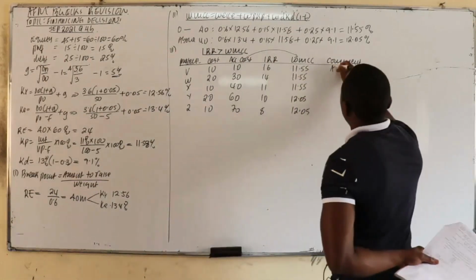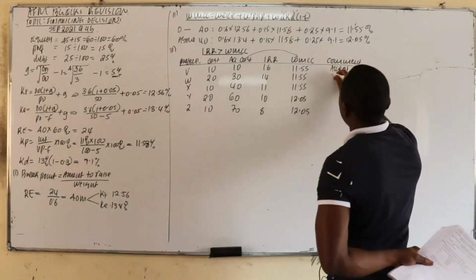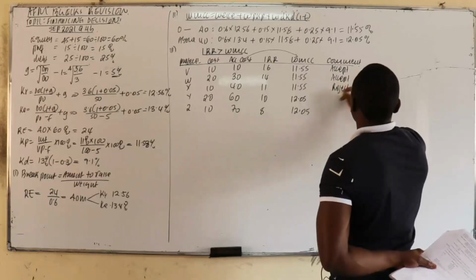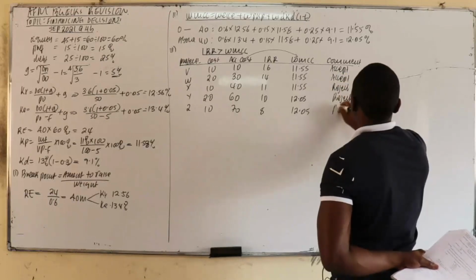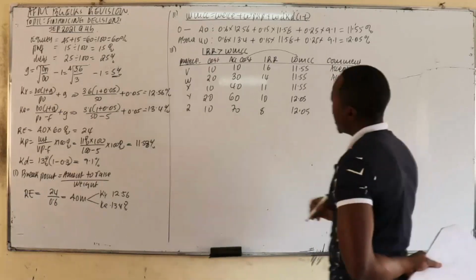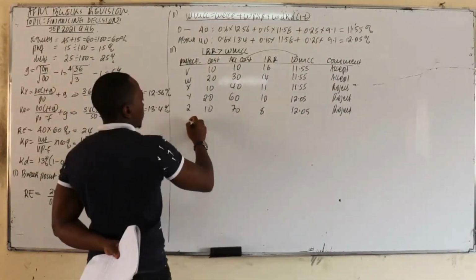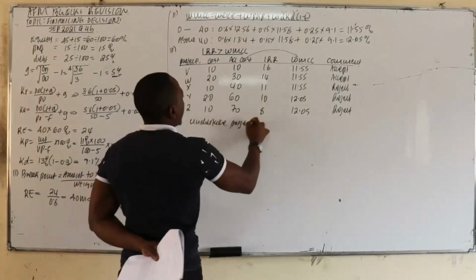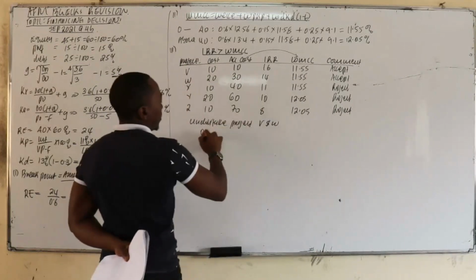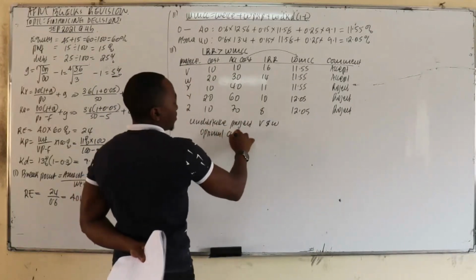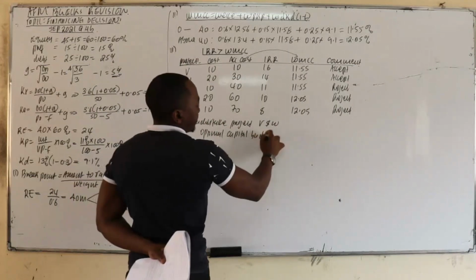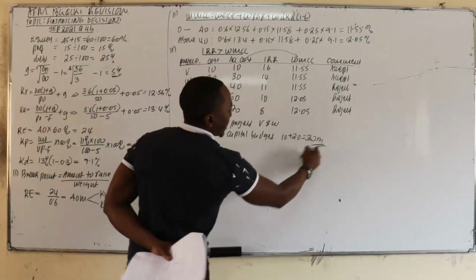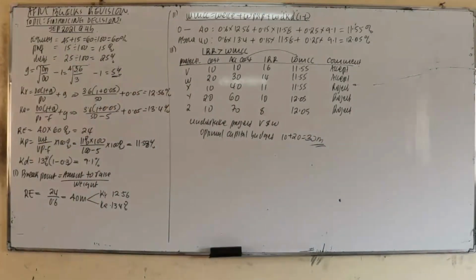Accept, reject? So you have only accepted 2 projects. So you undertake project V and W. Therefore, the optimal capital budget is 10 plus 20, you get 30 million. So you can take a screenshot.